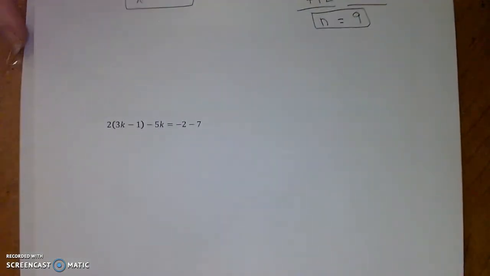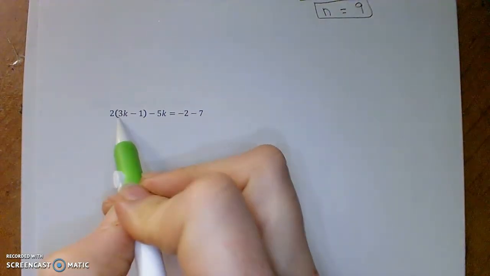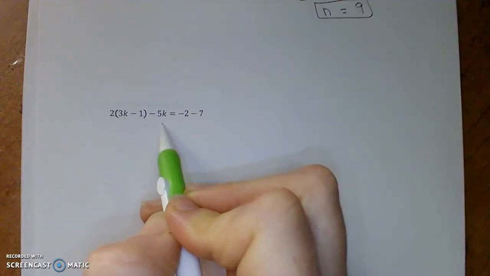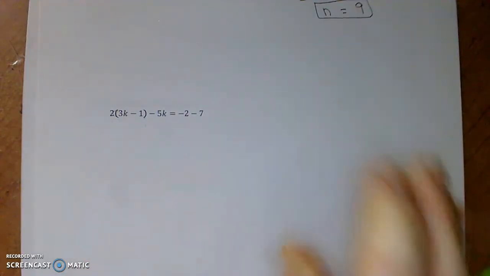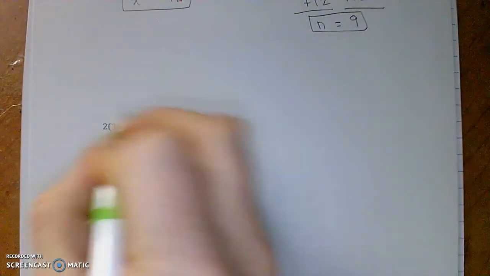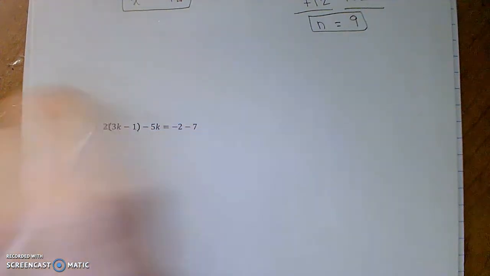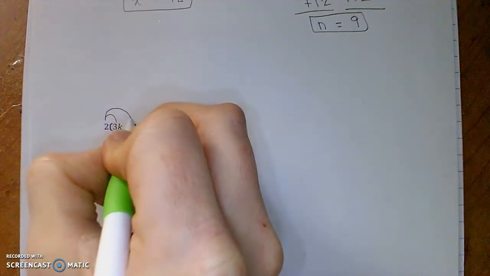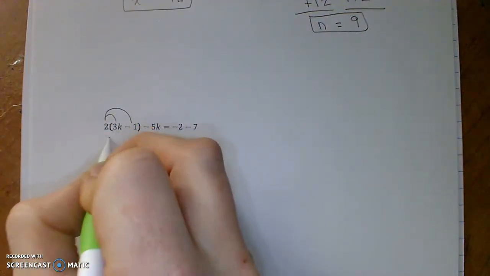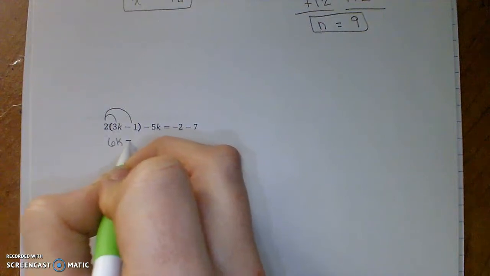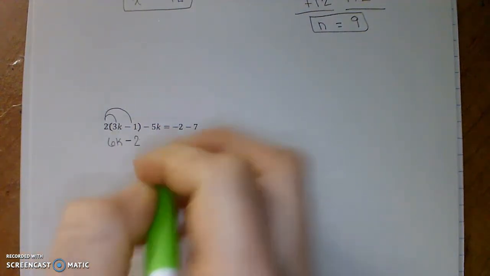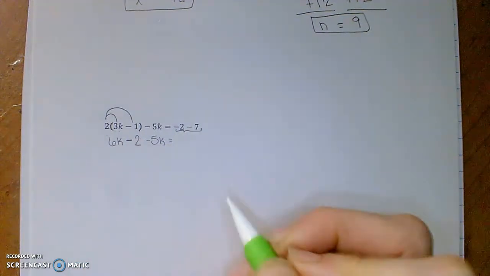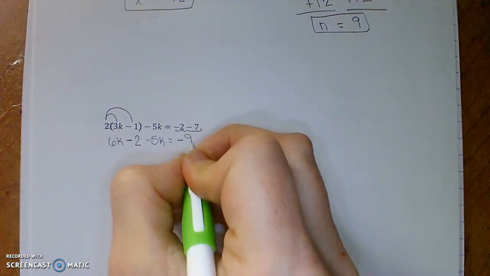All right, last problem that we're going to do. 2 times parentheses, 3k minus 1, and parentheses, minus 5k equals negative 2 minus 7. So here, let's simplify this side first by opening up the parentheses using the distributive property. I'll multiply 2 times the 3k and 2 times the minus 1. 2 times 3k is 6k, and then minus 2, because 2 times 1 is 2. Minus 5k equals, and then why don't I go ahead and combine these two terms. Negative 2 minus 7 gives me negative 9.